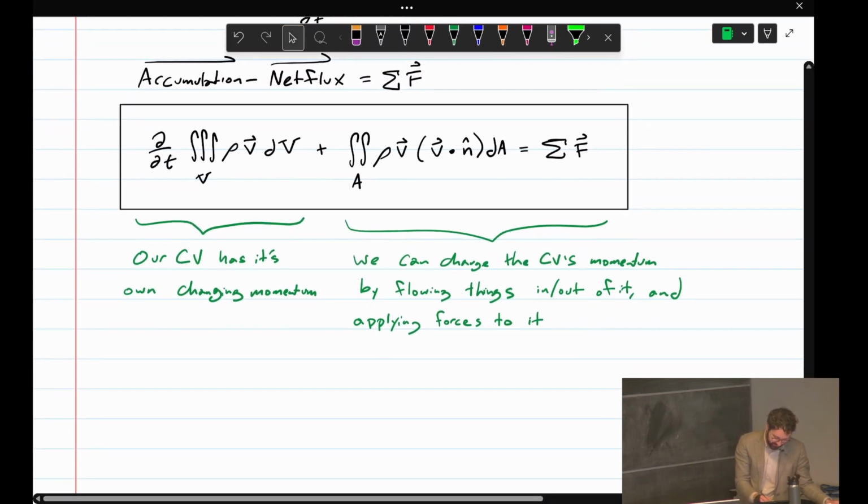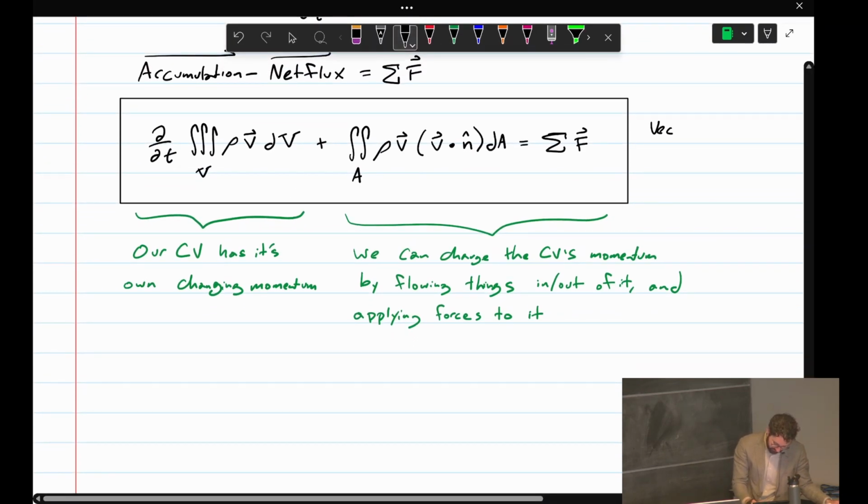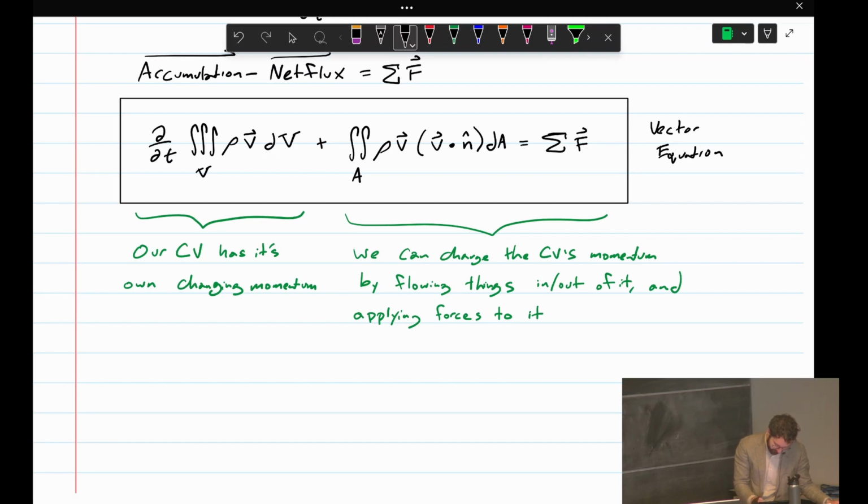And again, this is a vector equation. So in a vector equation, we should expect each of these terms to be a vector. So this is the volume integral of rho v, which is a vector. And I explained here why that produces a vector, and obviously summation of forces is a vector. Before I do examples, I will give you the easy version of this equation, like I did with the mass conservation after.